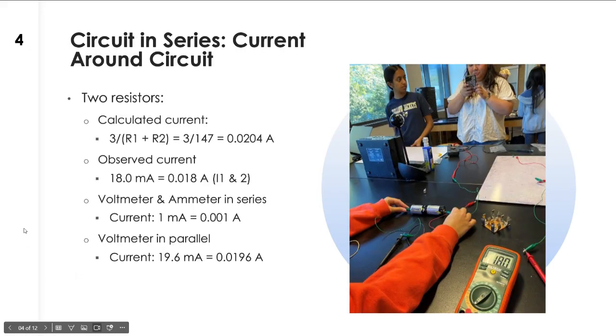In the series circuit, the current around the circuit was supposed to be 0.0204 amps based on known values for the battery voltage and the resistors, but it was observed to be 18 milliamps. When the voltmeter was connected in series, the current was 1 milliamp, so much smaller, because the voltmeter has a very high resistance value. But then when the voltmeter was in parallel, the current returned to around 2 milliamps.